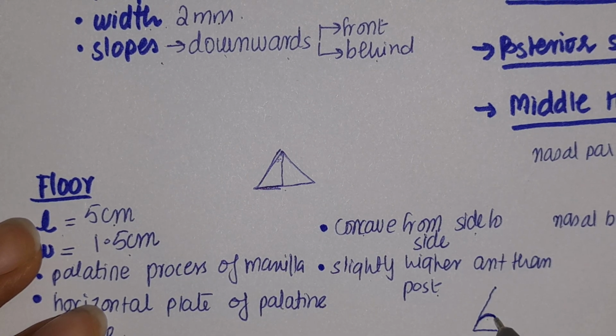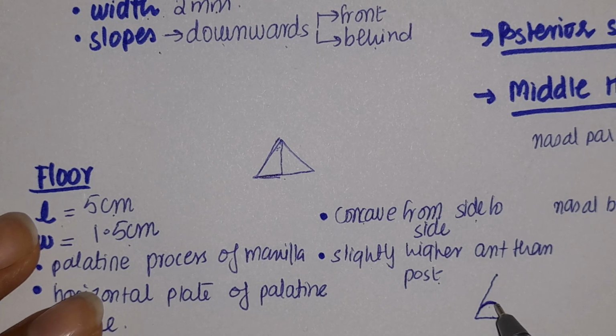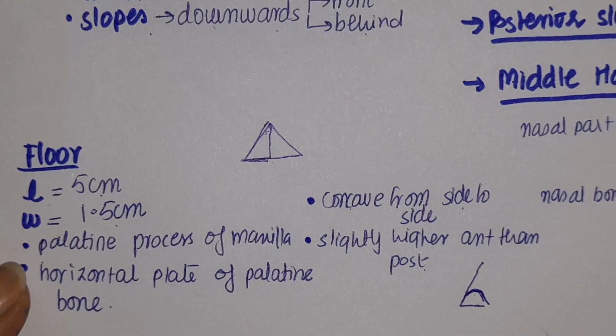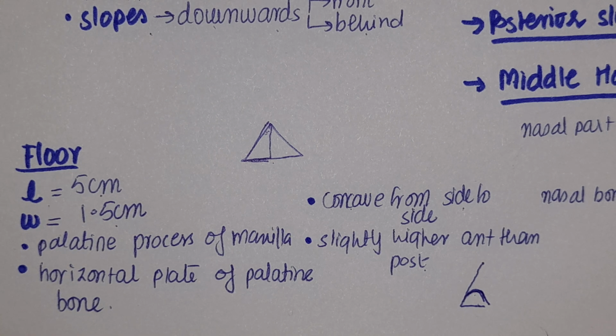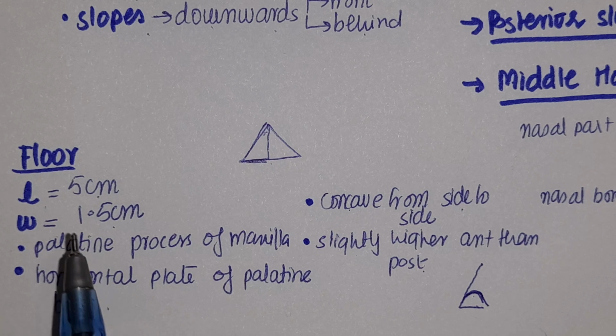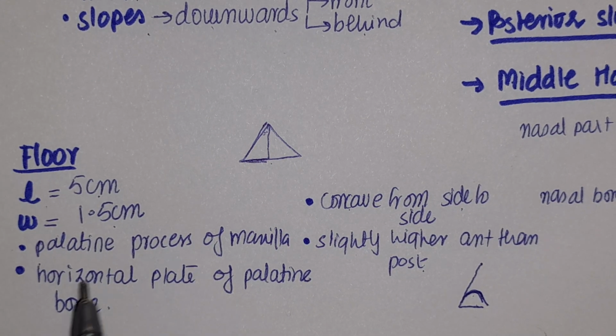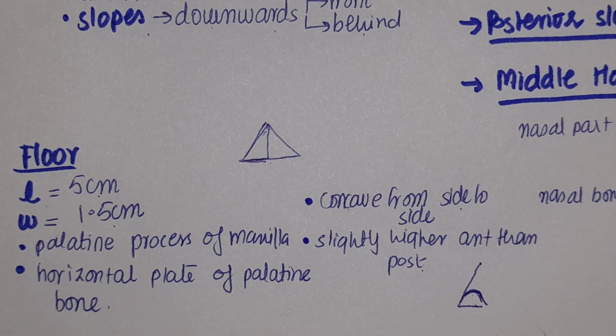So the posterior wall is a little bit downward, whereas the anterior wall is a little bit higher. It means that the anterior portion is a little bit smaller than the posterior portion lengthwise. Now the inferior surface, or the floor of the nose, is formed by the palatine process of maxilla bone and the horizontal plate of palatine bone. Let me show both to you.